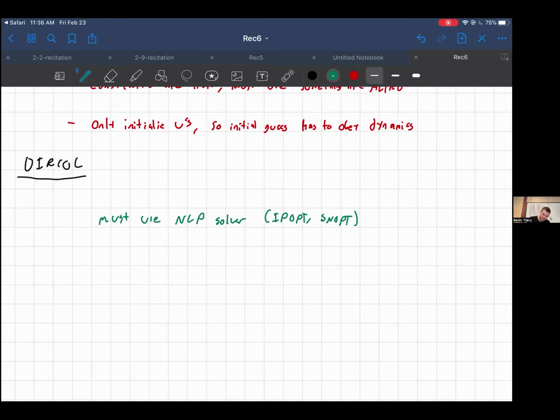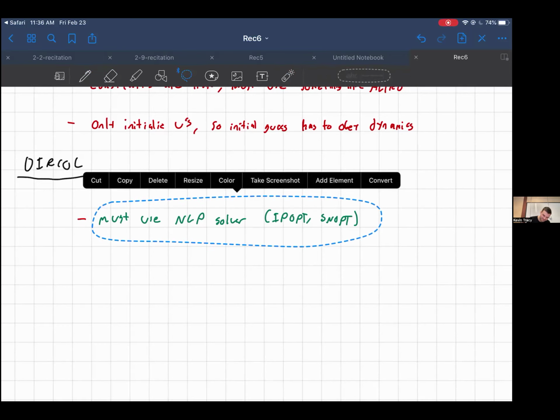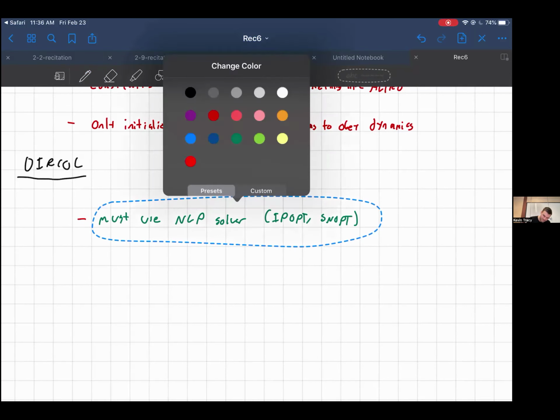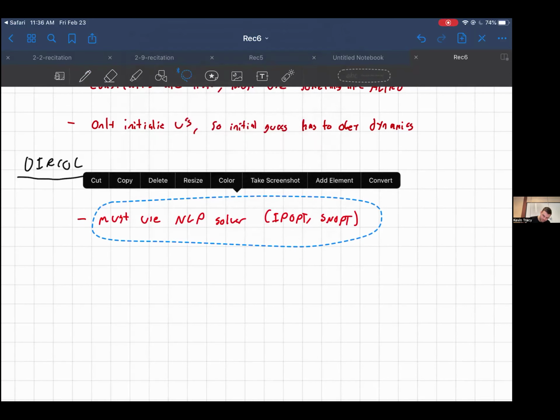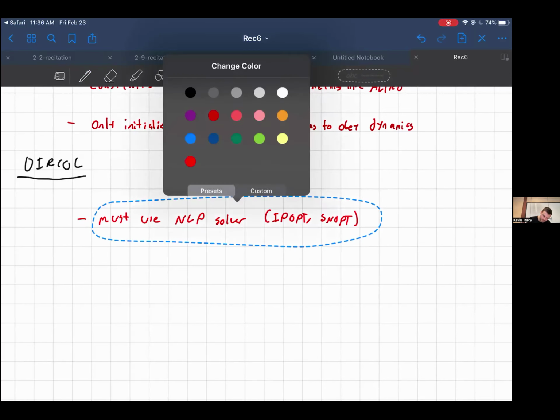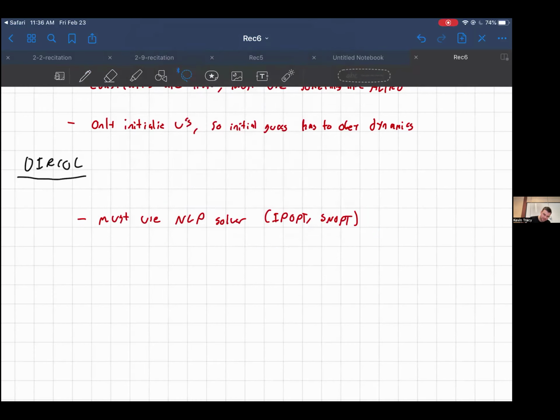Actually, this is a minus. I shouldn't have started with a minus, but it's okay. So you must use an NLP solver. And the reason this is hard is because it's often kind of hard to configure these things. There's a ton of settings and hyperparameters everywhere, and it's relatively difficult to interface your code with it.